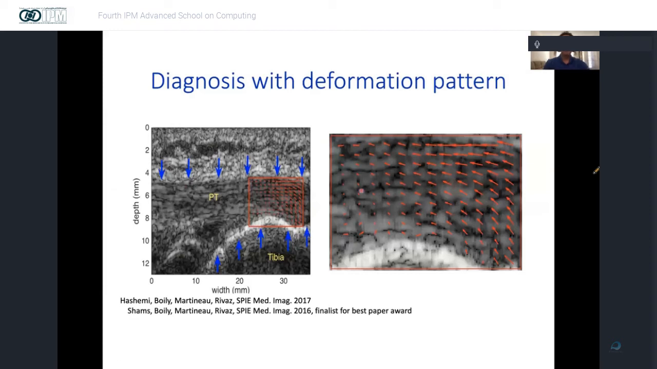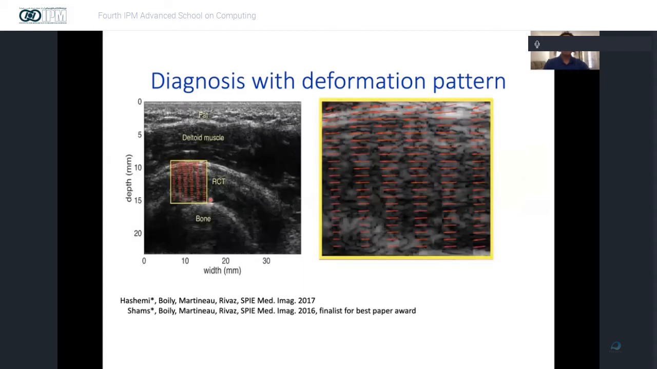So from ultrasound images, we can create these nice strain maps in, for example, the patellar tendon, and also in the rotator cuff in the shoulder. So here again, we see that for healthy patients, we see this nice strain map in the rotator cuff tendon, RCT.